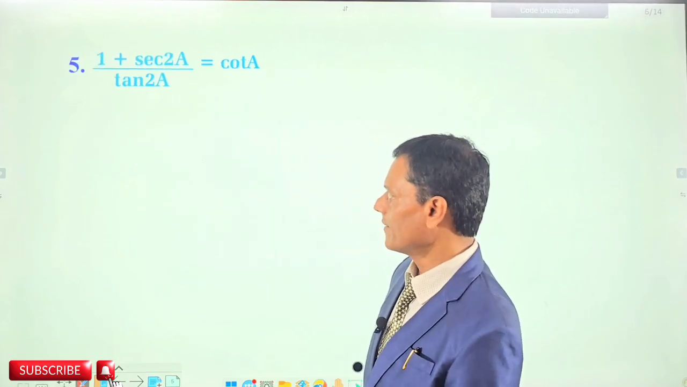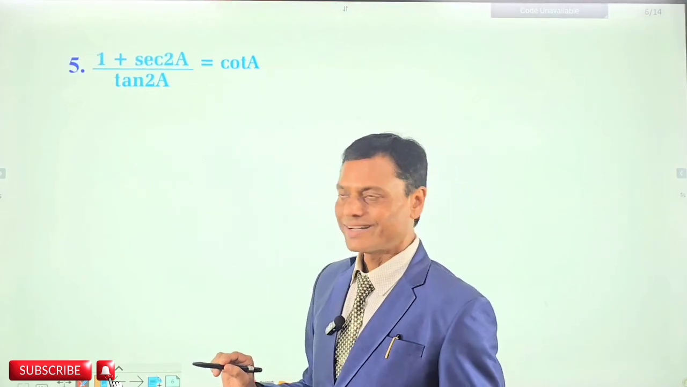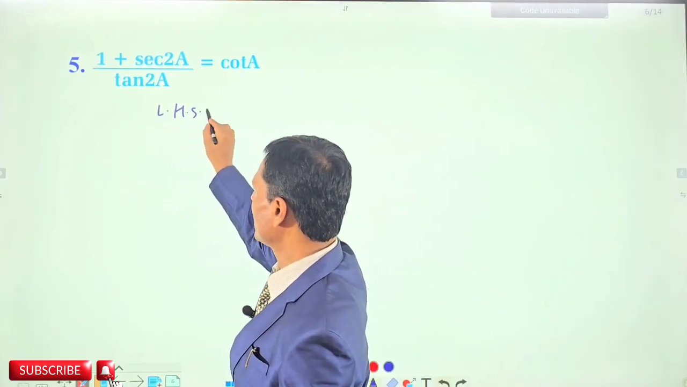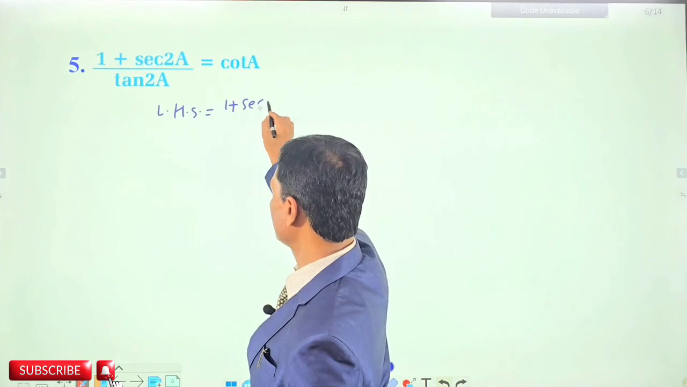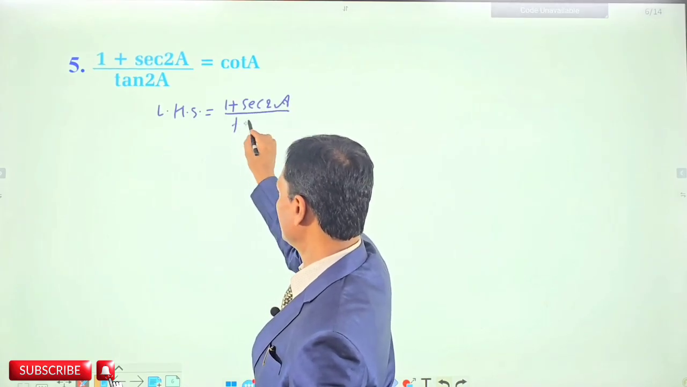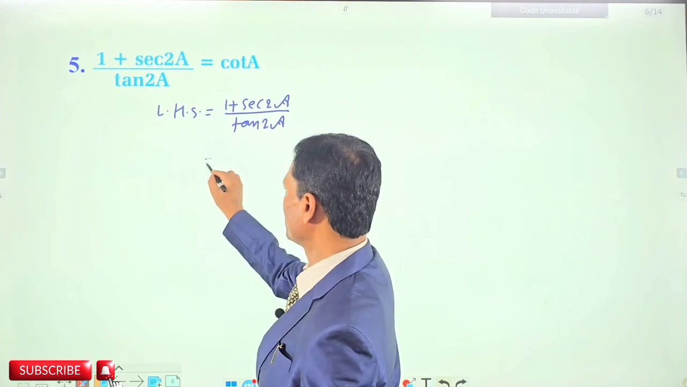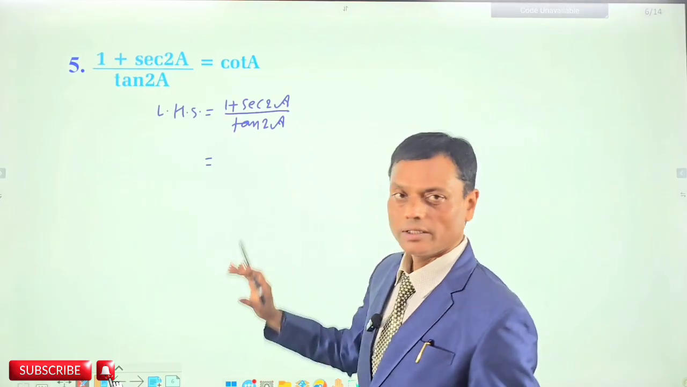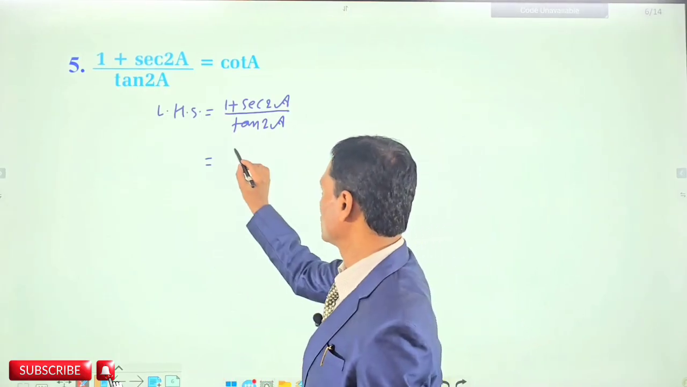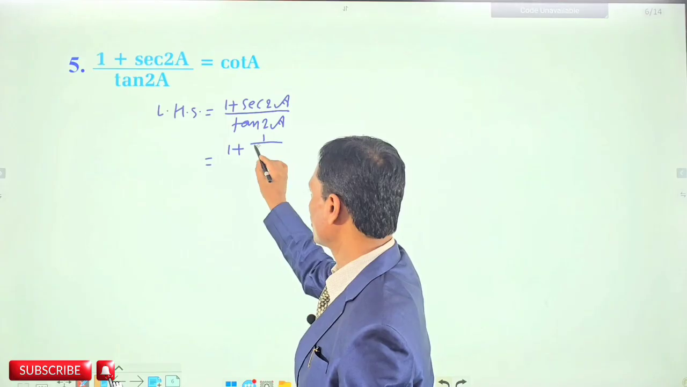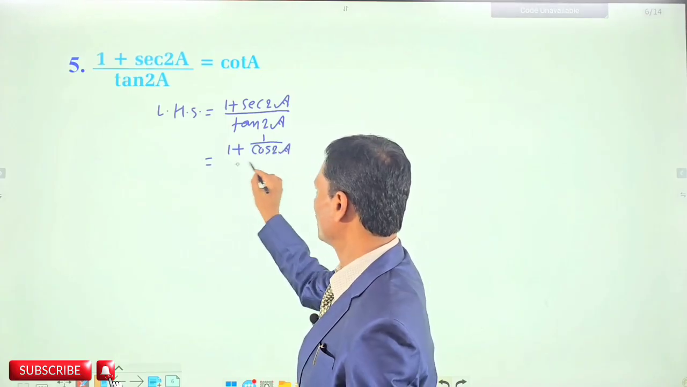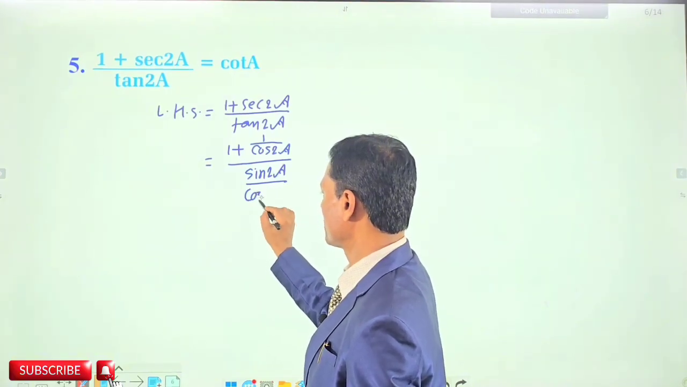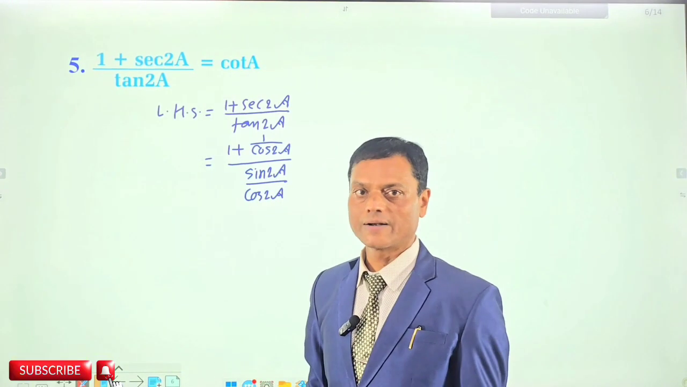The fifth identity we have today: 1 plus sec 2a over tan 2a equals cot a. So we are going to choose the left hand side. Left hand side we have 1 plus sec 2a over tan 2a, right? Now we don't have a formula for sec 2a, so we are going to change sec 2a into cos 2a. So we can write 1 plus 1 over cos 2a, over sin 2a over cos 2a, isn't it? Because tan equals sin by cos.